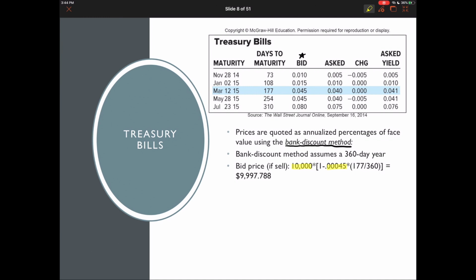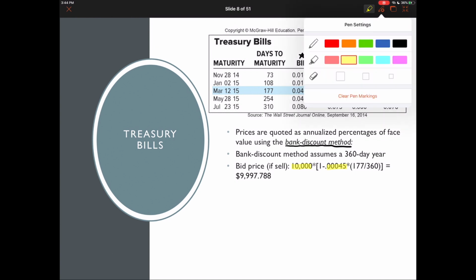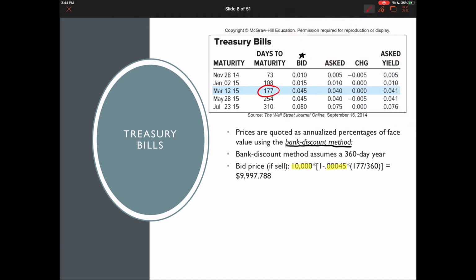And then we need to annualize that. 0.00045 is an annualized rate, and so we need to adjust it for the number of days until maturity, which is 177 days. So we take the 177 days until maturity, divide it by the 360-day period, and we get a price of $9,997 and almost 79 cents. So if you were wanting to sell your Treasury bill to the dealer, this is the price that the dealer is willing to pay. Now, the next calculation is going to be calculating the asked price.